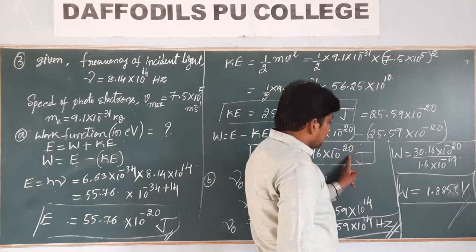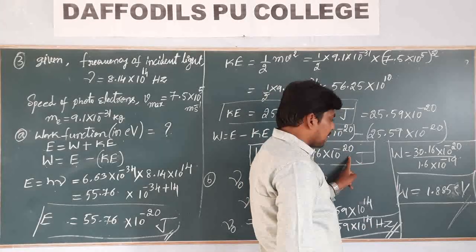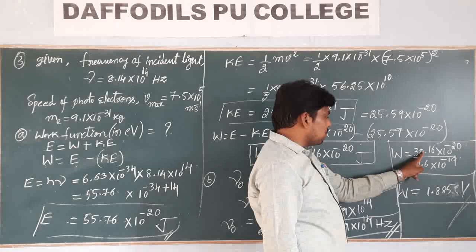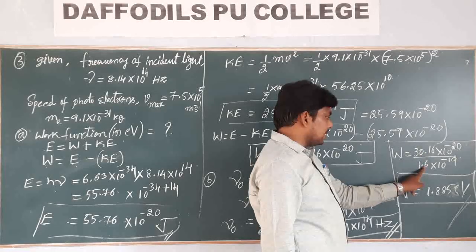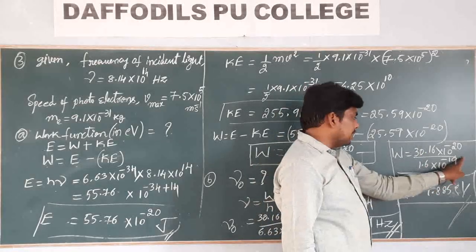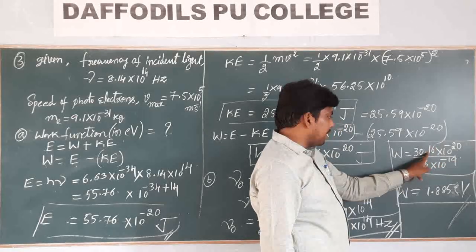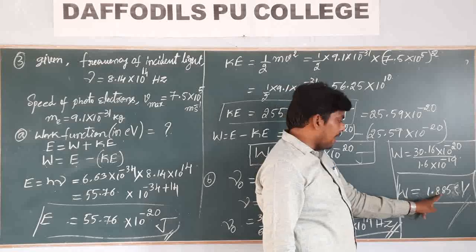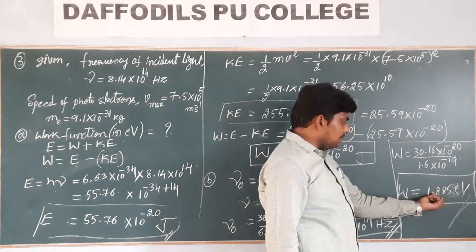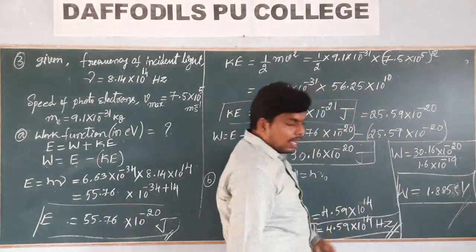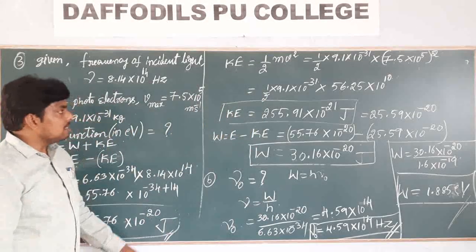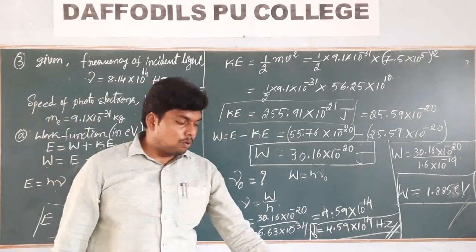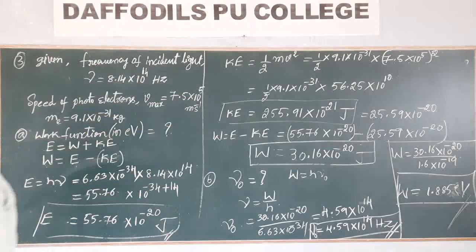Next, work function has to be expressed in terms of the electron volt. So we have to divide this value with the charge on the electron, that is 1.6 into 10 to the power minus 19. Here 30.16 divided by 1.6, and you will get 1.885. Whatever the value is, you express it in terms of the electron volt. This is the third numerical. Next we will move to the fourth numerical.